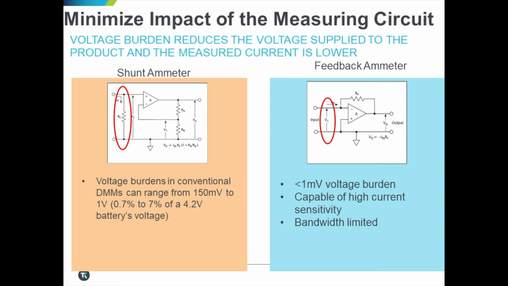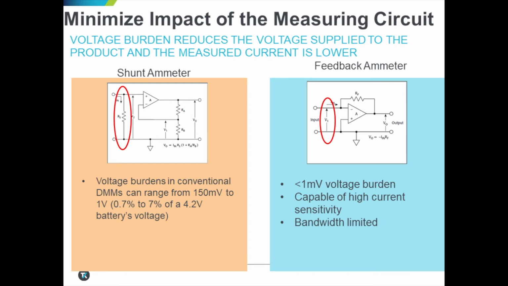Overall, this approach lacks the sensitivity for many of the IoT-related applications we are talking about. Now, with respect to feedback ammeter topology, the approach here is to add an op-amp current to voltage converter. Since the voltage burden that resides on an op-amp is very small, there is not a lot of negative impact voltage burden with this approach.